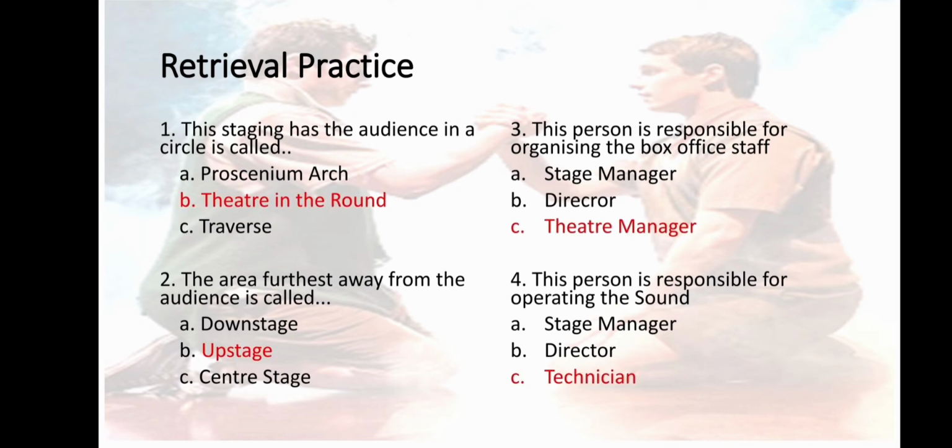And here are the answers. Number 1. The staging that has the audience sat in a circle is B. Theatre in the Round. Number 2. The area furthest away from the audience is called Upstage. Number 3. The person responsible for organising the box office staff is C. the theatre manager. And number 4. The person responsible for operating the sound is C. the technician. Well done if you've got all 4 of those correct.